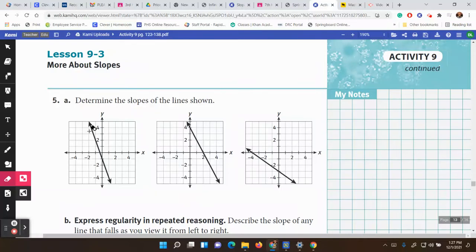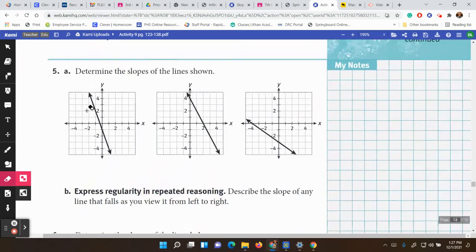All right, so this is continuing 9-3. This is picking back up at number 5. Determine the slopes of the line. And so finding my 2 good points. I got a good point right there, and I got a good point right there. I'll go ahead and just do the rest of them. I got a good point right there, and a good point right there, and a good point right there, and a good point right there.